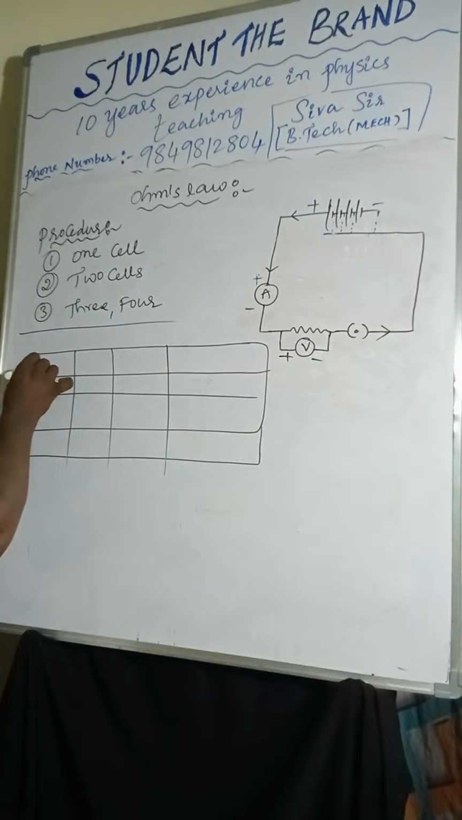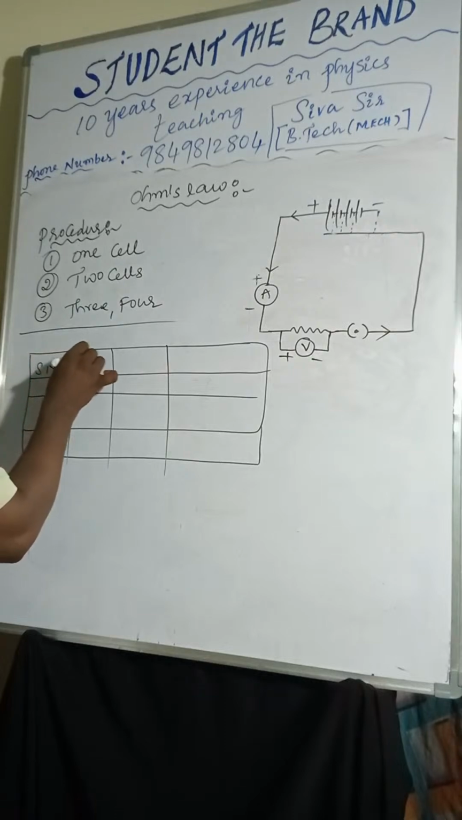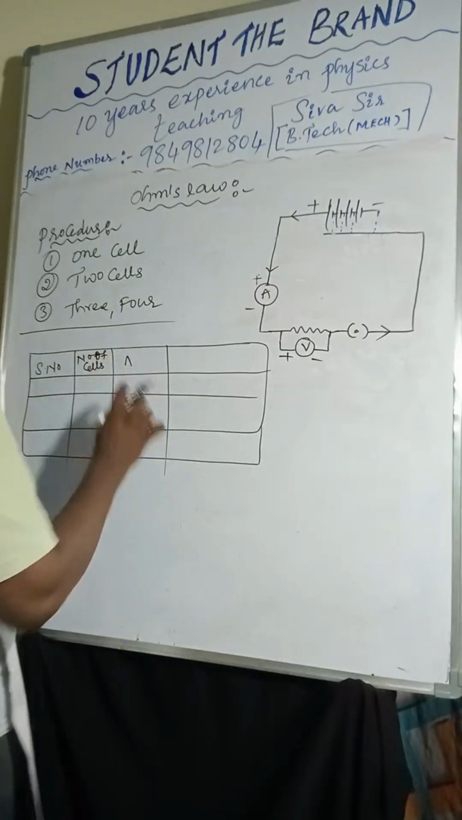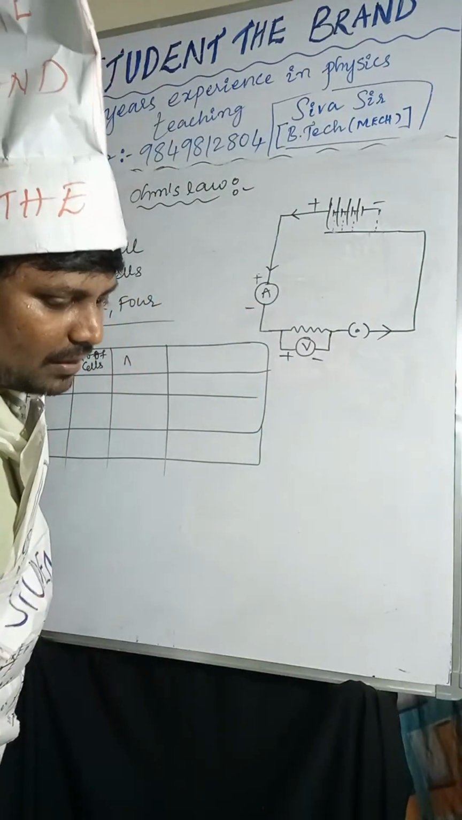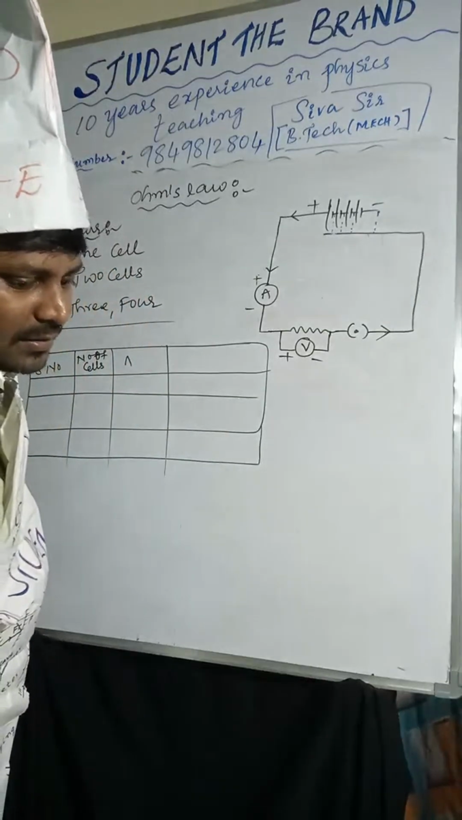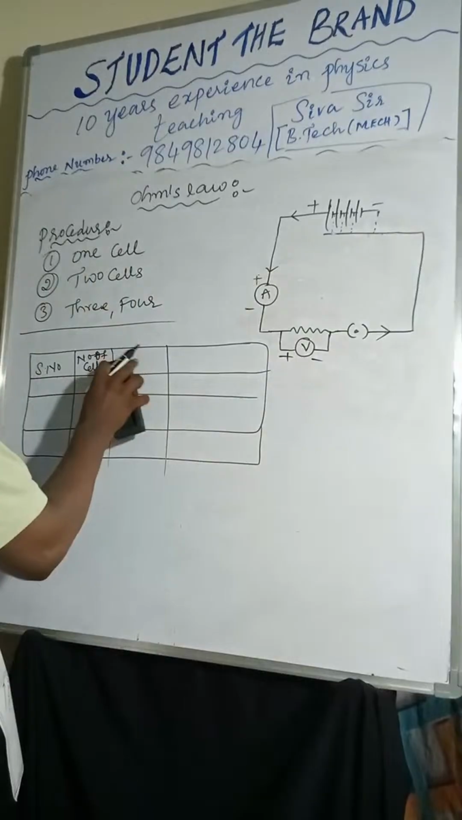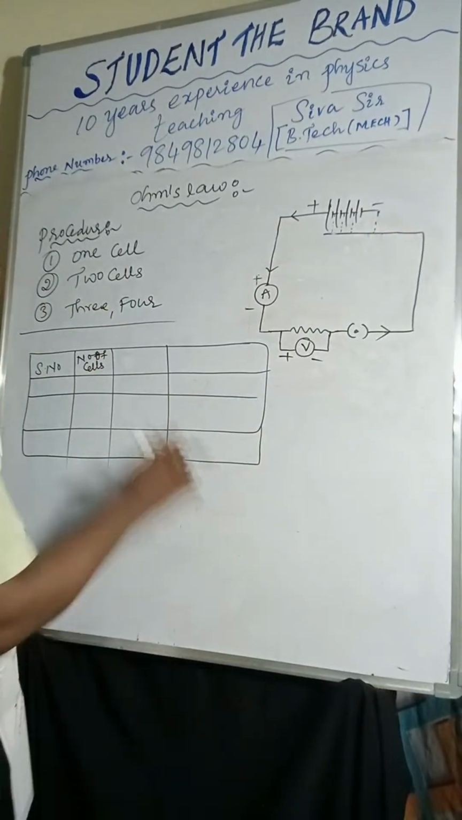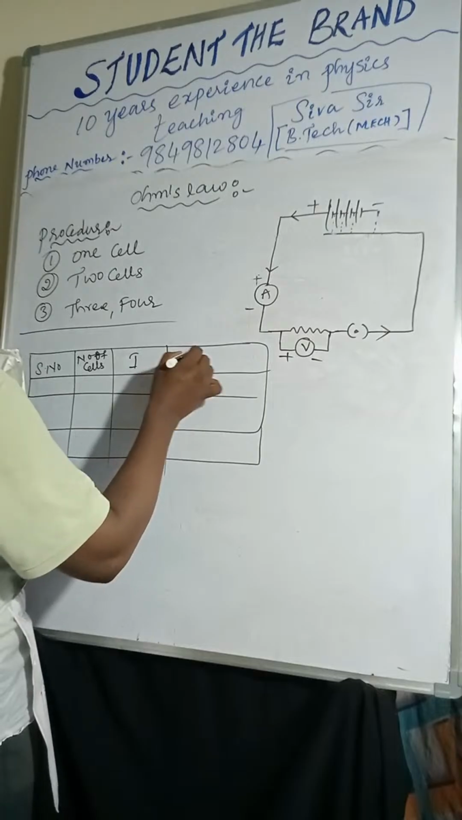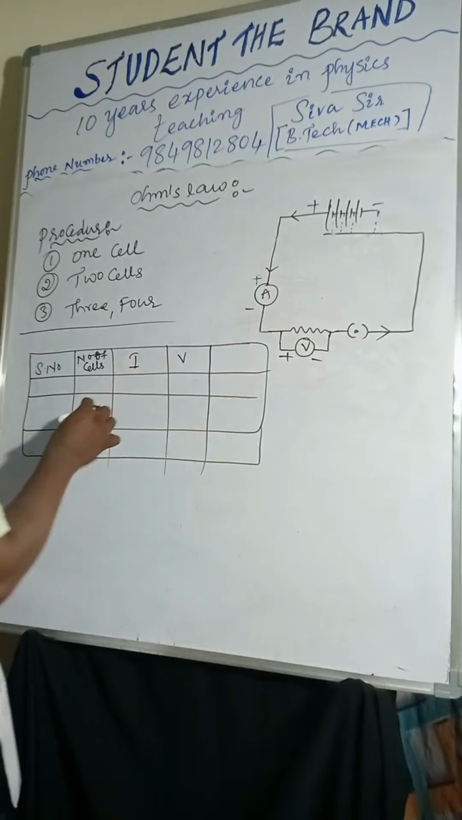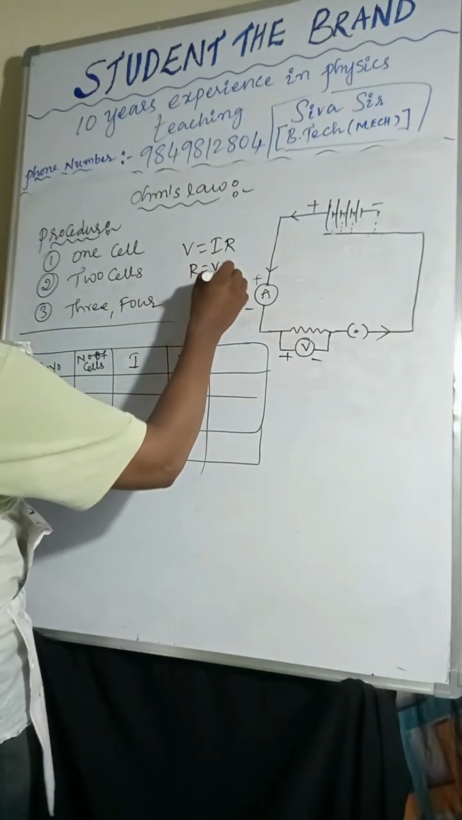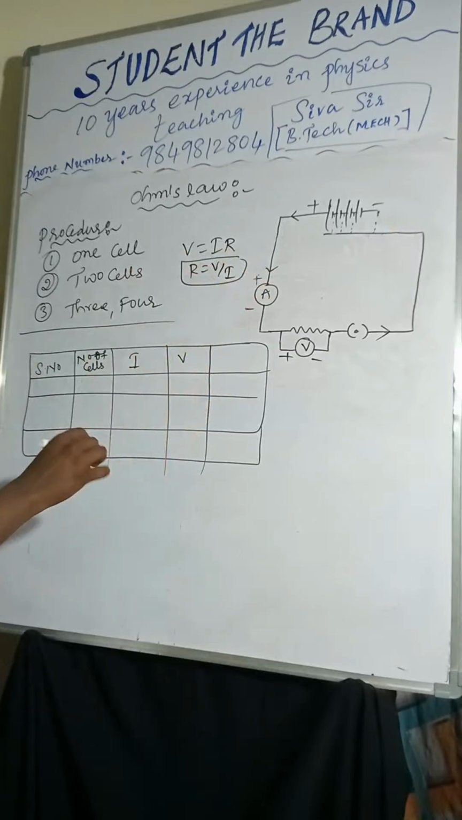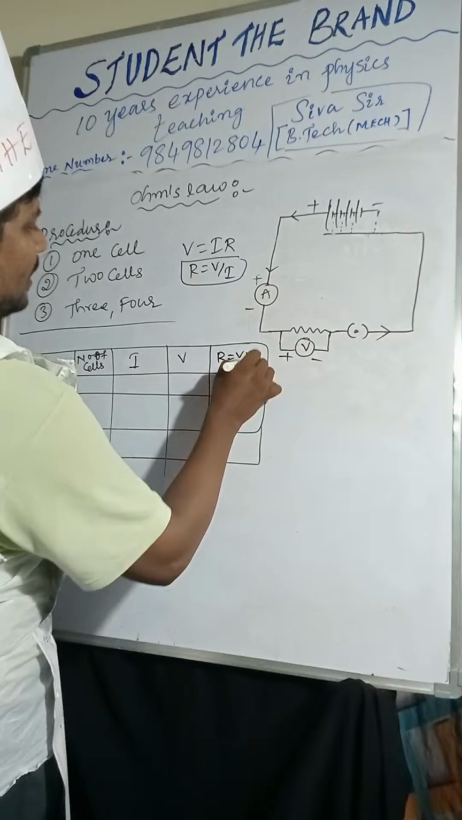So, serial number of cells, ammeter reading is nothing but current. So we can go for current. Voltmeter reading is potential difference. So V is directly proportional to I. V equals IR, R equals V by I. So I need to find out the R value: R equals V by A.